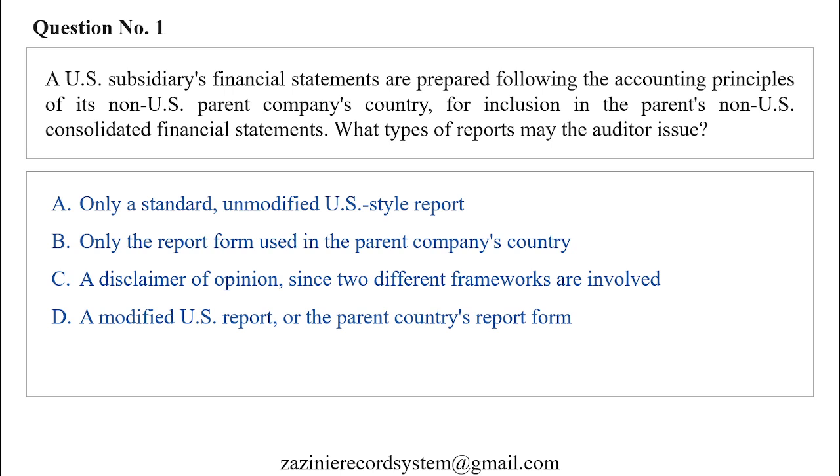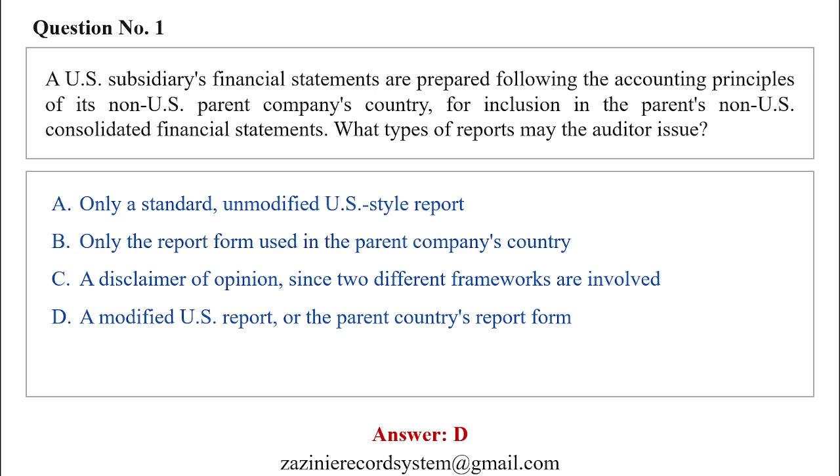Letter A. Only a standard, unmodified U.S.-style report. Letter B. Only the report form used in the parent company's country. Letter C. A disclaimer of opinion, since two different frameworks are involved. Letter D. A modified U.S. report, or the parent country's report form. Correct answer is letter D.